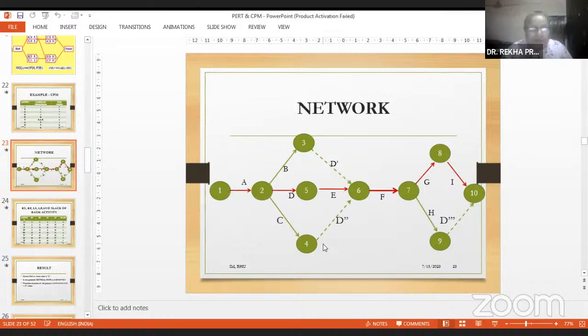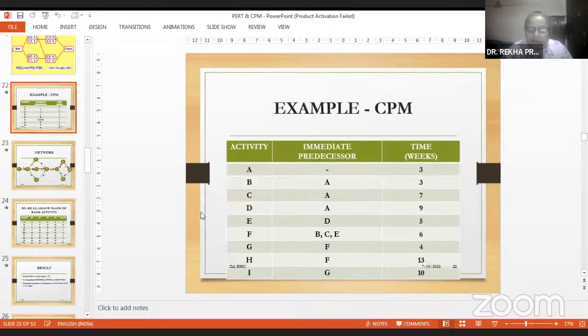This is also, see, the data given to you. Either you can make your own data, or sometimes data is given to you. You have just to draw the network. So these are the activities: A, B, C, D, E, F, G, H, I.